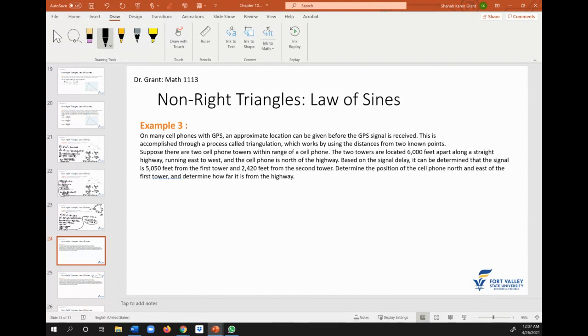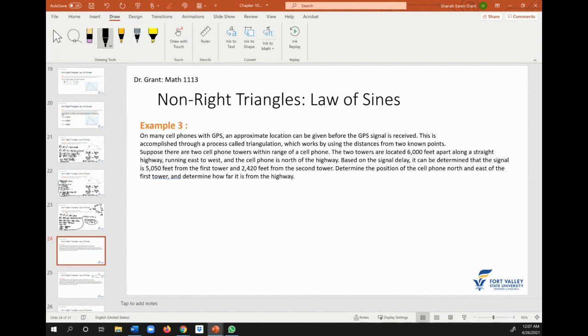Based on this signal delay, it can be determined that the signal is 5,050 feet from the first tower and 2,420 feet from the second tower. So we want to determine the position of the cell phone north and east of the first tower and determine how far it is from the highway. So quite a bit of information in here. But if we were to do a nice little diagram.